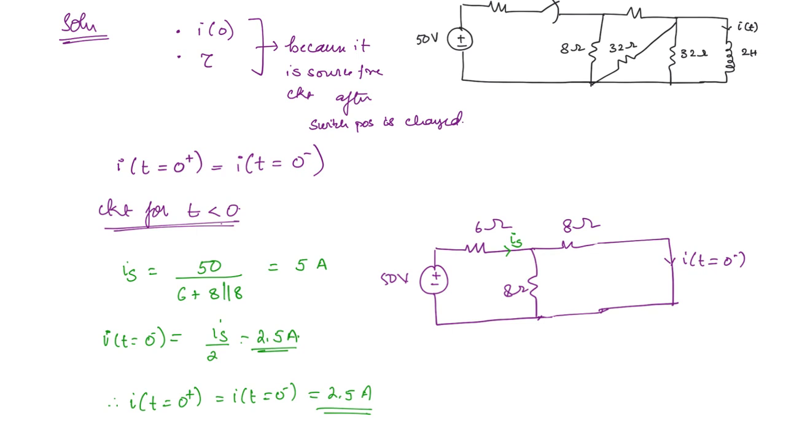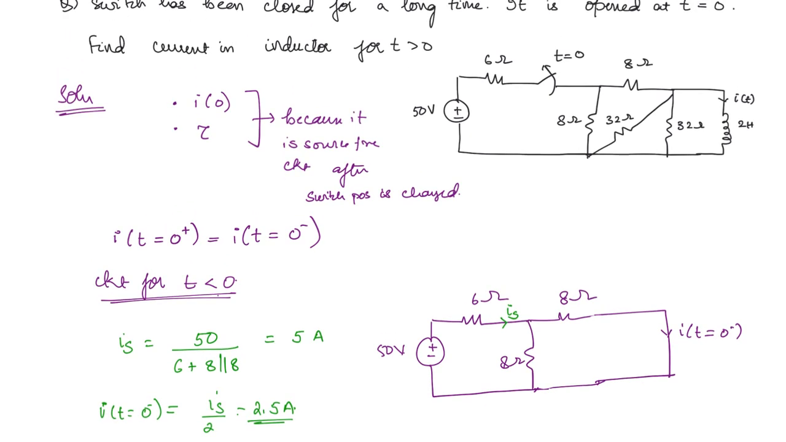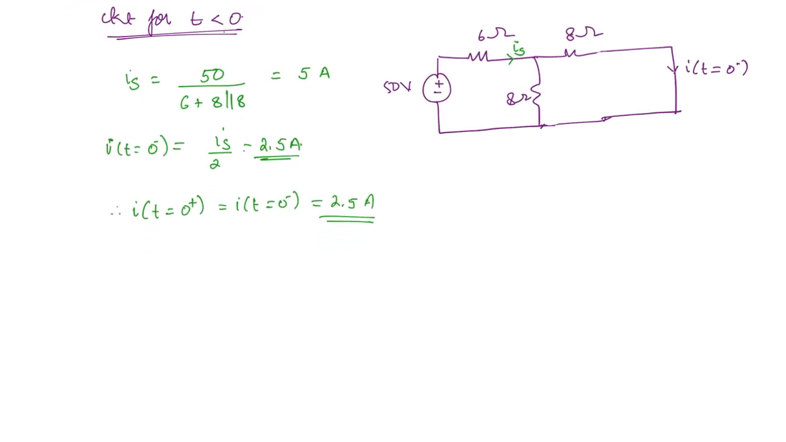Next we have to find out the time constant. Now time constant, how will you find it? You will find the Thevenin's resistance looking through the inductor terminals. Okay, and the switch is open now, so this part of the circuit will not be present. So what will you get? The circuit here, there will be an 8 ohm resistor. This is for finding the time constant. Here an 8 ohm resistor, here also an 8 ohm resistor.